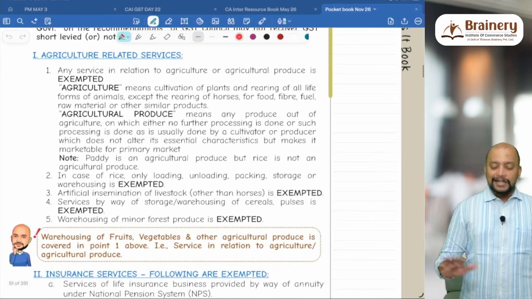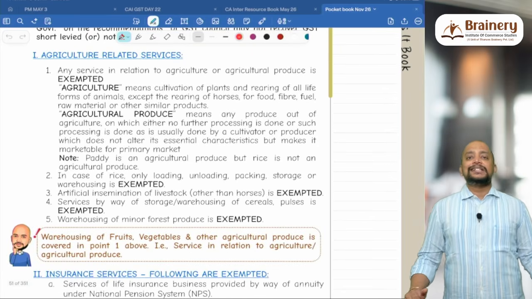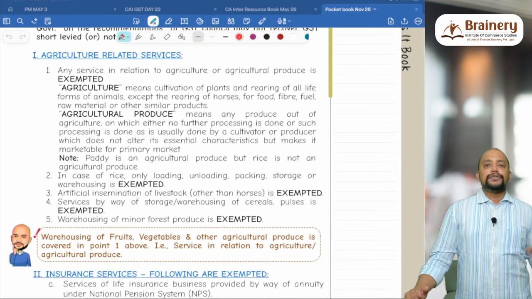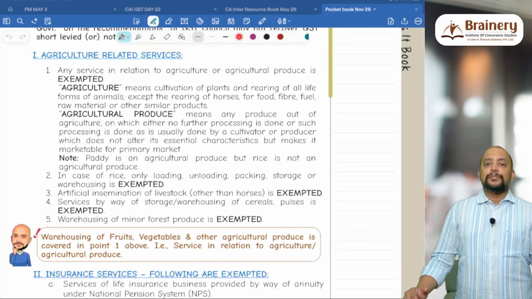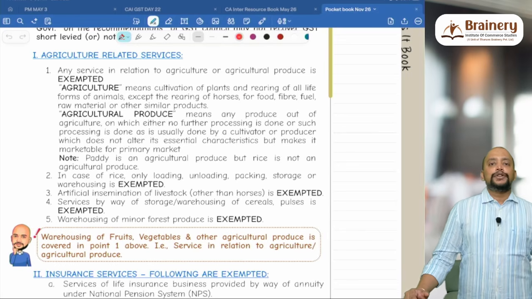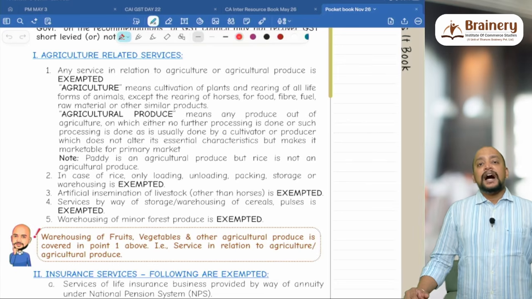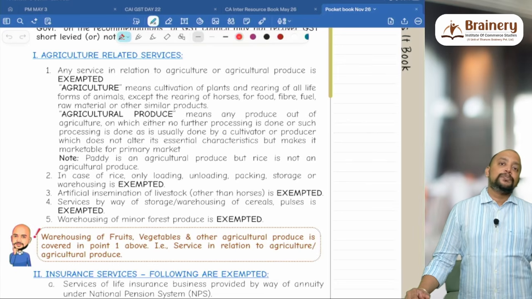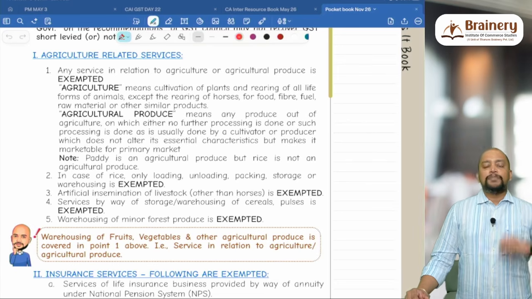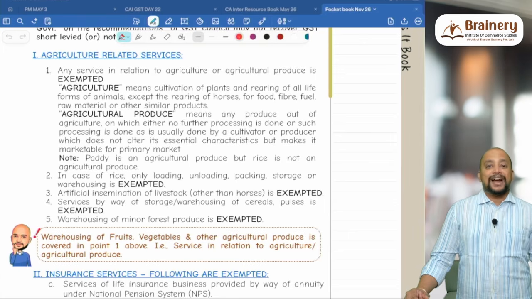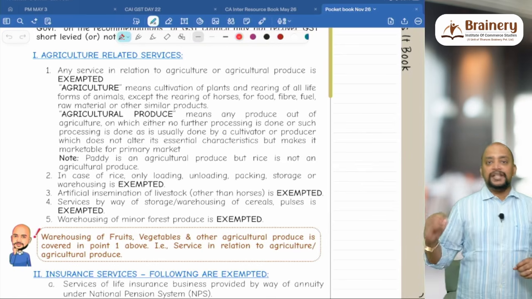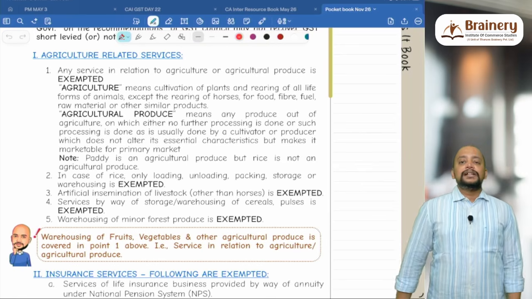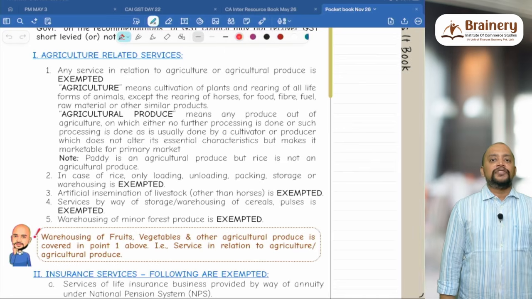Then the first area we have in exemptions is agriculture related services. The first point you need to remember is any service in relation to agriculture or agricultural produce is exempted. Mainly, the agricultural process we carry out should be within the farm. There is one past exam question which says that if the agriculture operations are carried out in a factory of some person, that is not covered under the exemption; it should be within the farm. Agriculture means cultivation of plants and rearing of all life forms of animals.